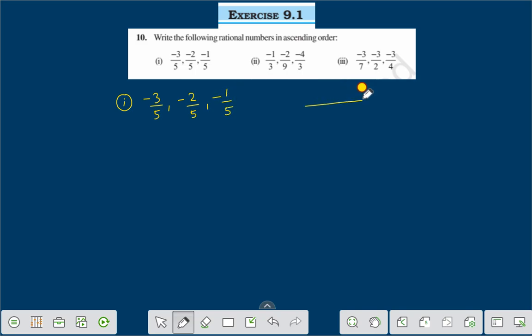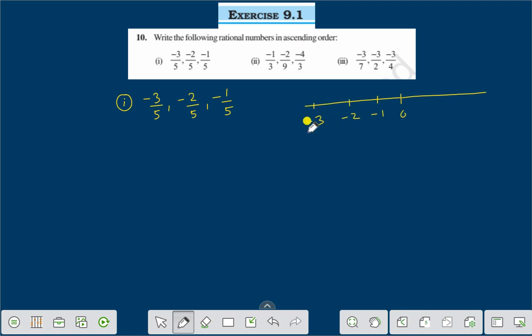Here if we draw a number line, this is 0, this is minus 1, this is minus 2 and this is minus 3. Right? Here all the denominators are same, 5, 5, 5. Now you see here the number on the right side is always greater than the number on the left side in a number line. The minus 1 is right side of minus 2. That is minus 1 is greater than minus 2. Right? And minus 2 is on the right side of minus 3. Therefore minus 2 is greater than minus 3.